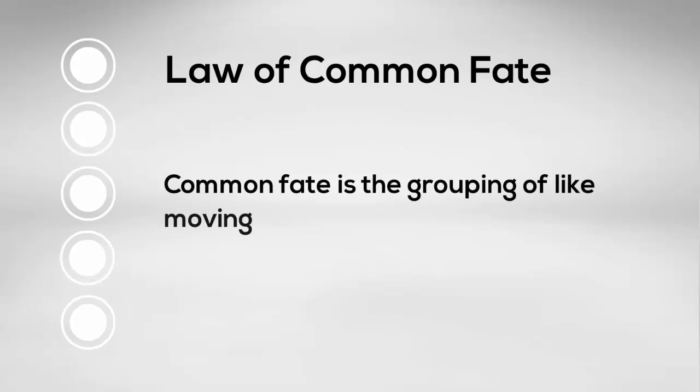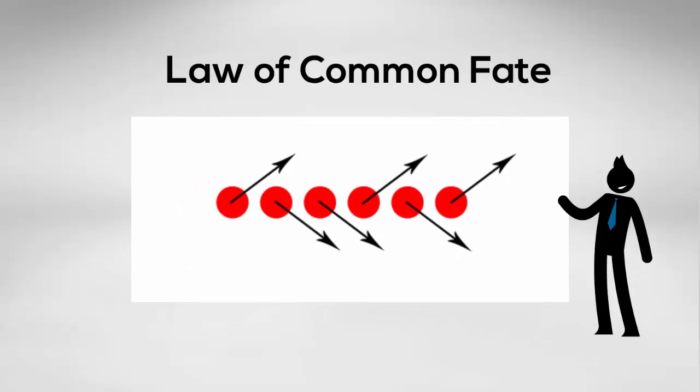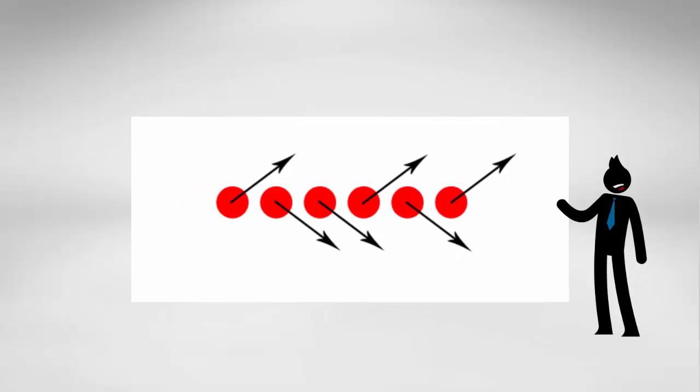Common fate is the grouping of like moving objects. Those which move the same direction as each other are grouped together. Objects moving in like directions in this photo are naturally grouped together.